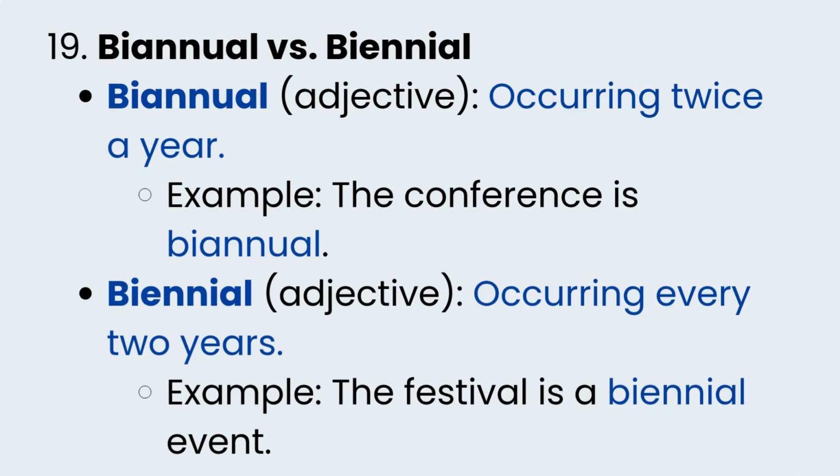19. Biannual versus biennial. Biannual, adjective, occurring twice a year. Example, the conference is biannual. Biennial, adjective, occurring every 2 years. Example, the festival is a biennial event.